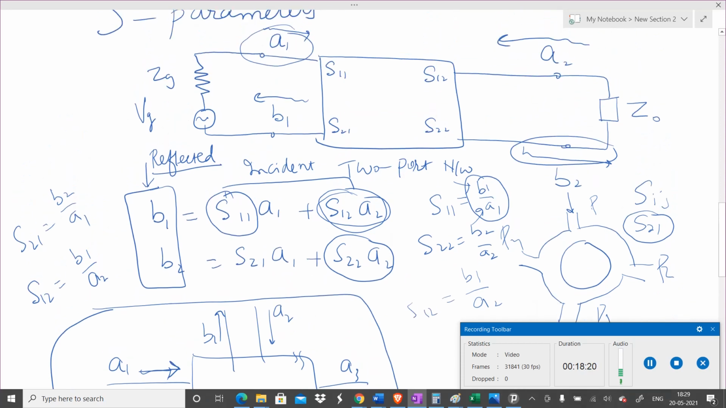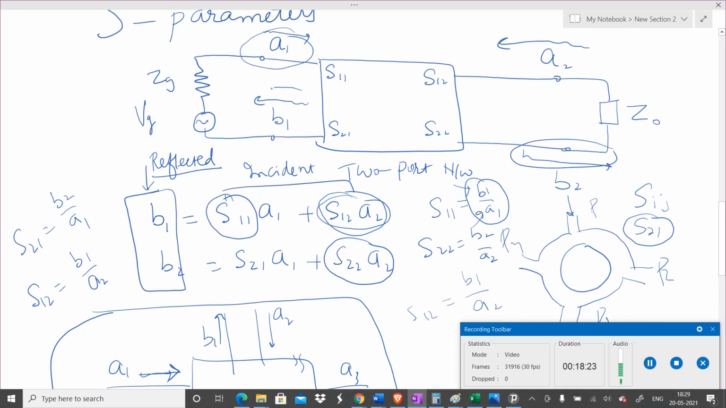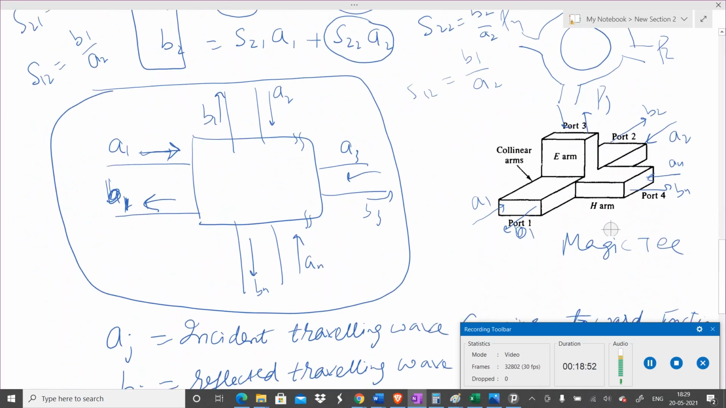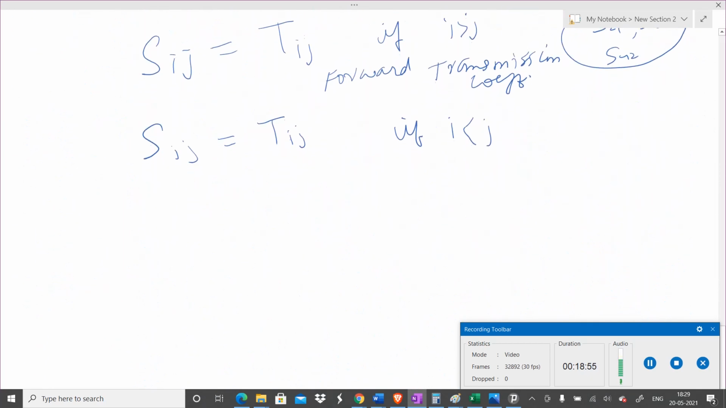What does it mean? Your actual incident wave is A1, but this S12 comes out as if A2 is the incident wave here, and B1 is actually the reflected wave, right? And A2 is actually what will get transmitted, but I have shown the direction here. By convention, direction is shown as going into the circuit. So this is called a reverse transmission coefficient. We will see with examples what exactly it means. Right now I want to set up some notation and definitions.